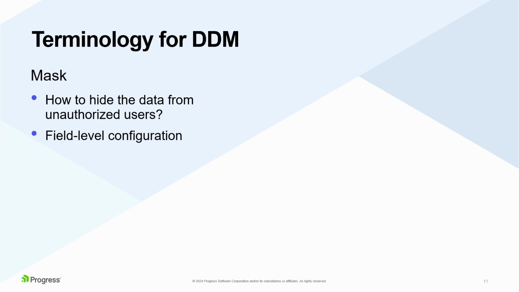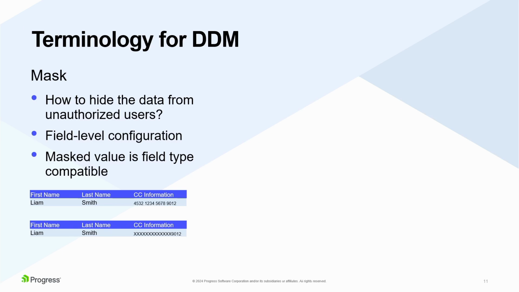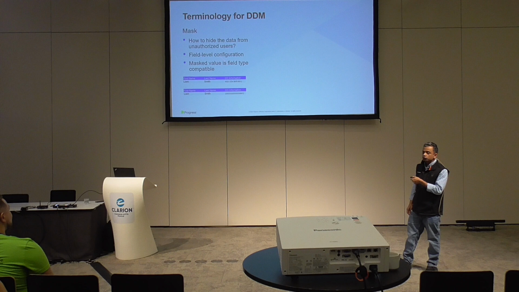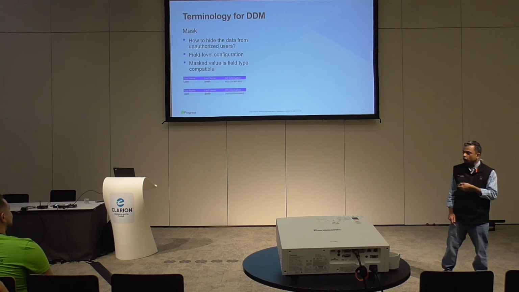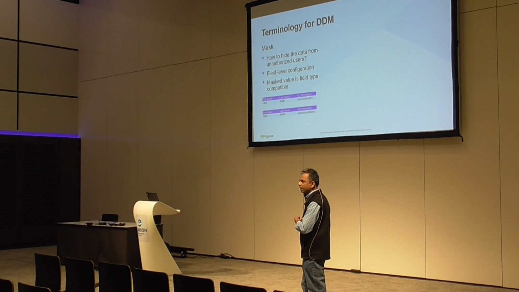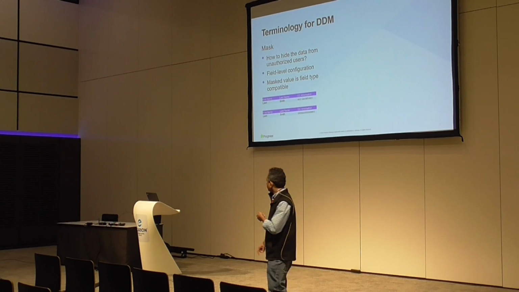So when you are adding any mask in the system, that mask will be added at the field level. And the mask value's field type is compatible. So in our example where we are showing the credit card information, this credit card information is a varchar field. Now, if I am masking this varchar field, whatever mask value is generated out of this varchar field is also of a varchar type. So in your business application, whatever field type you need, the masking type is compatible with that original field type.